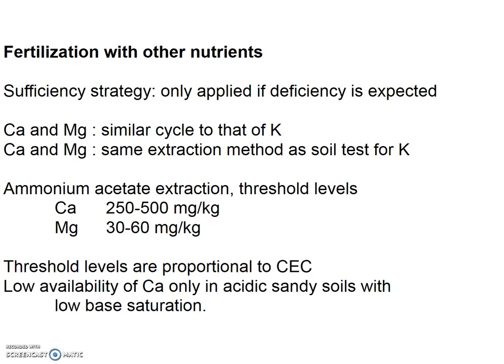With ammonium acetate extraction, the threshold levels for calcium in the soil are between 250 and 500 mg per kilogram, and for magnesium between 30 and 60 mg per kilogram. In general, the threshold levels will be proportional to the cation exchange capacity of the soil. We should only expect a low availability of calcium in acidic sandy soils with low base saturation.